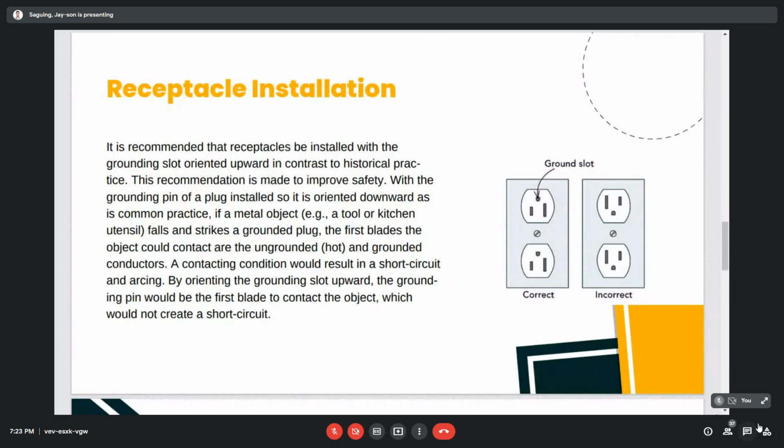If a metal object, for example tools or kitchen utensils, falls and strikes a plug, the first blades that the object could contact are the ungrounded or hot and grounded conductors. A contacting condition would result in a short circuit and arcing. By orienting the grounding slot upward, the grounding pin would be the first blade to contact the object, which would not create a short circuit.